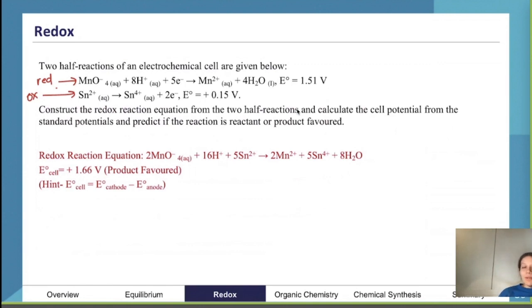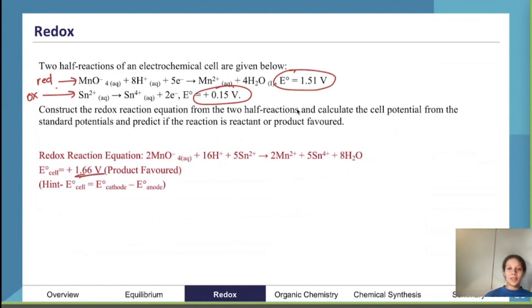Once we combine that, we can calculate our E cell value. So we want to add the 2 E naught values together. They're already written in the correct direction, reduction and oxidation, so we don't need to do any negative signs or anything crazy. We just need to add these 2 values to get 1.66 volts.